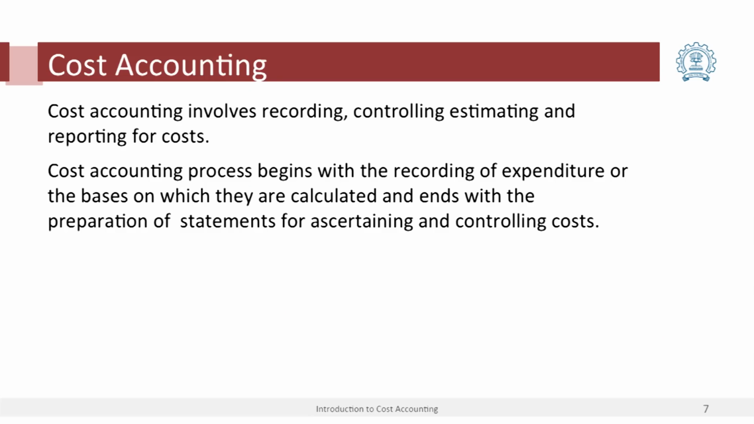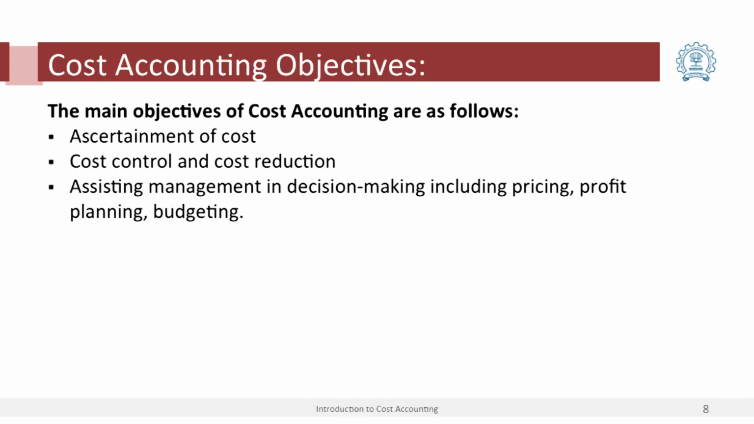This is a definition of cost accounting. This is a process which begins with the recording of expenses, does the necessary calculation, helps in ascertaining the costs and also the controlling of costs. So the objective of cost accounting, first part is ascertainment, second part is cost control and cost reduction. Now both these terms appear similar, but there is a fine difference.